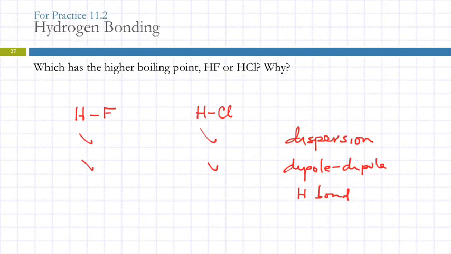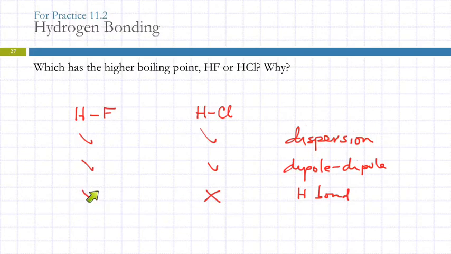ET phone home. Fluorine, hydrogen, okay? Hydrogen bonding. What about chlorine and hydrogen? Chlorine isn't in "phone home." No. HF has hydrogen bonding. HCl does not.